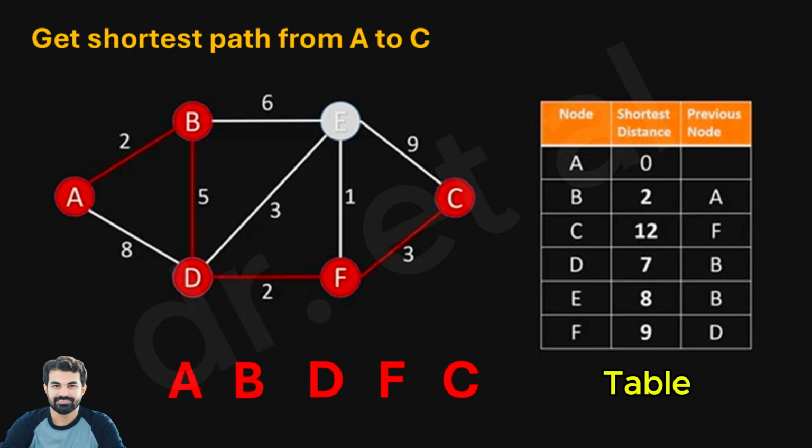Now we have found the shortest path from A to C, which has a length of 12. The path is A, B, D, F, C, and this is the shortest connection between A and C.